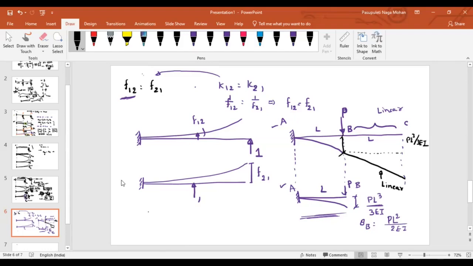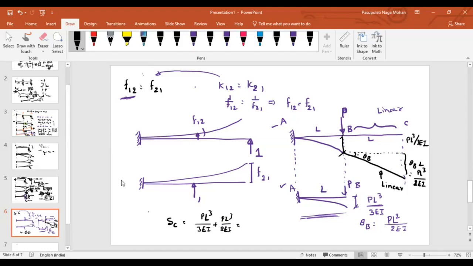3EI. And what about this magnitude? This is linear. Let us say that this is the slope theta B. What about this value? Theta B times... That means what about this value? Theta B is PL square by 2EI. If you multiply, how much will we get? PL cubed by 2EI. So what is the total deflection at C? Add the values. That is PL cube by 3EI plus PL cube by 2EI.